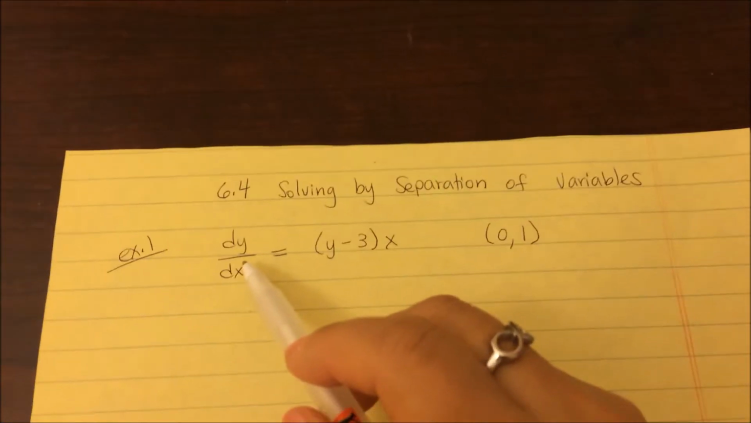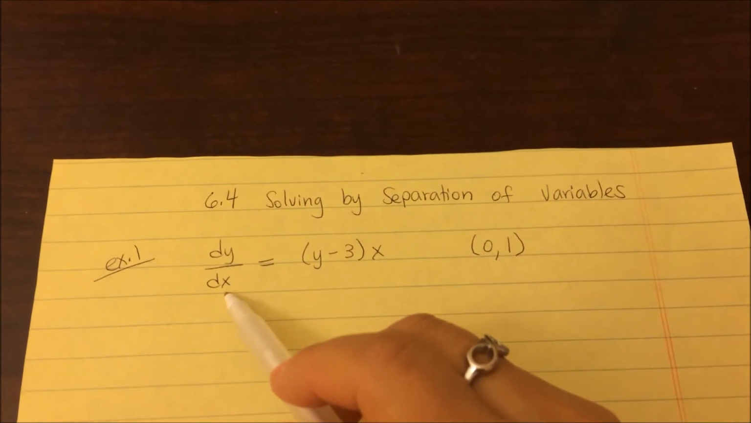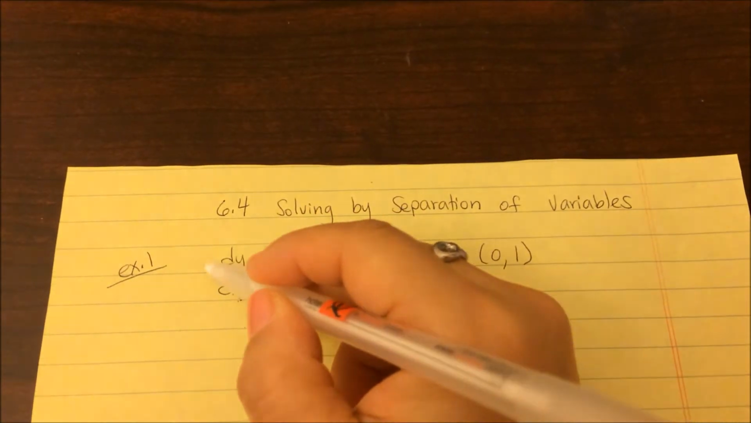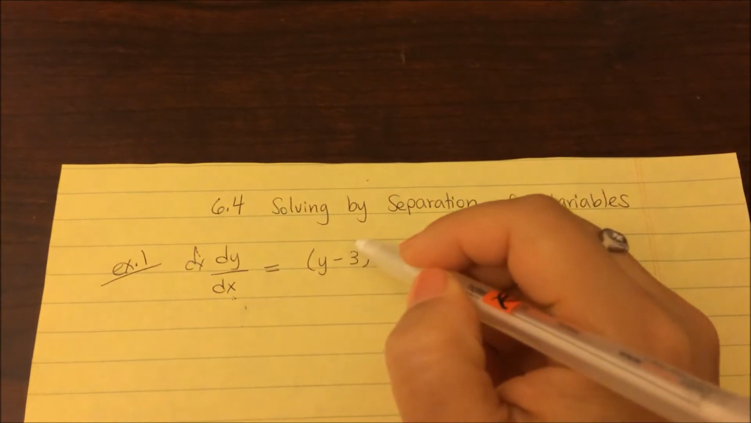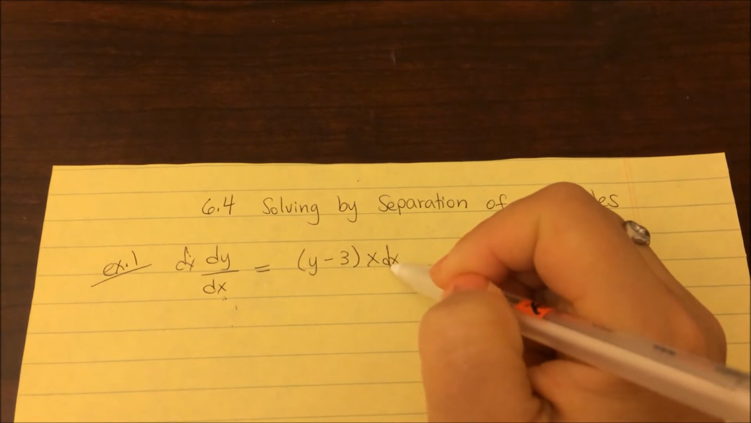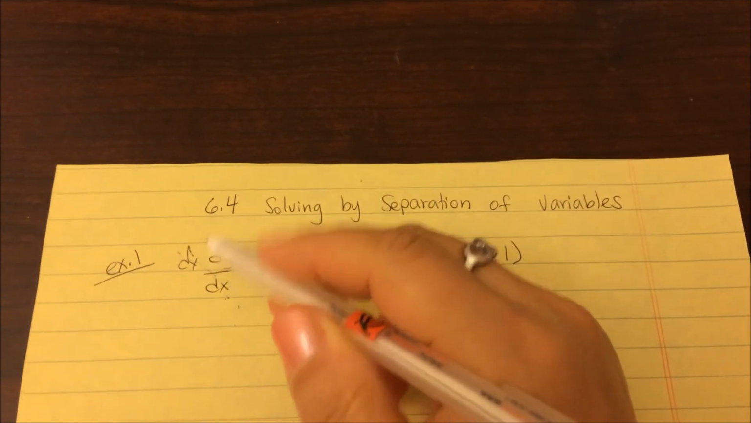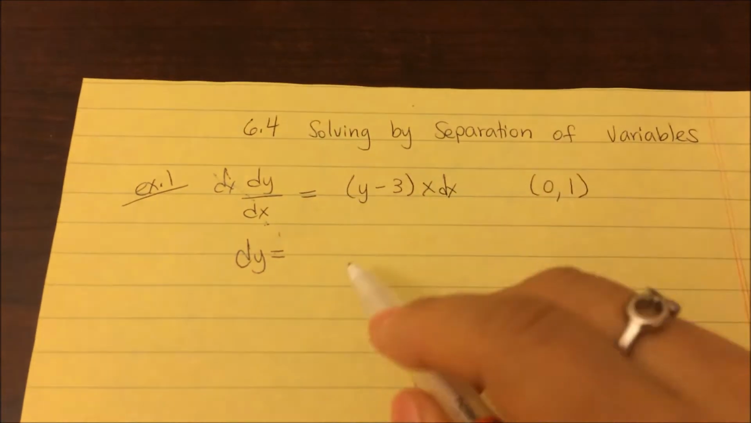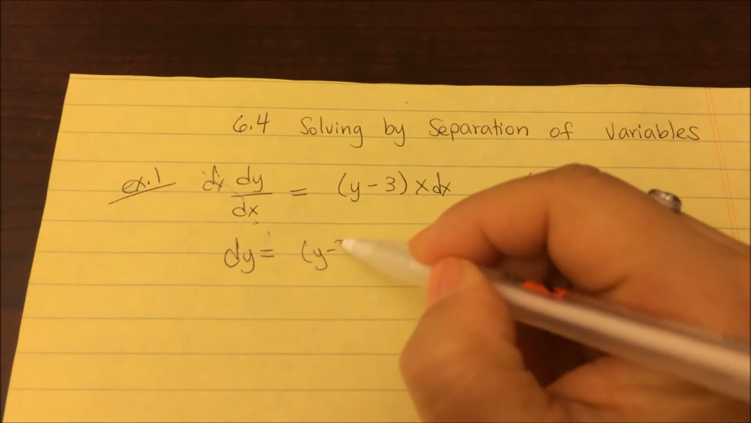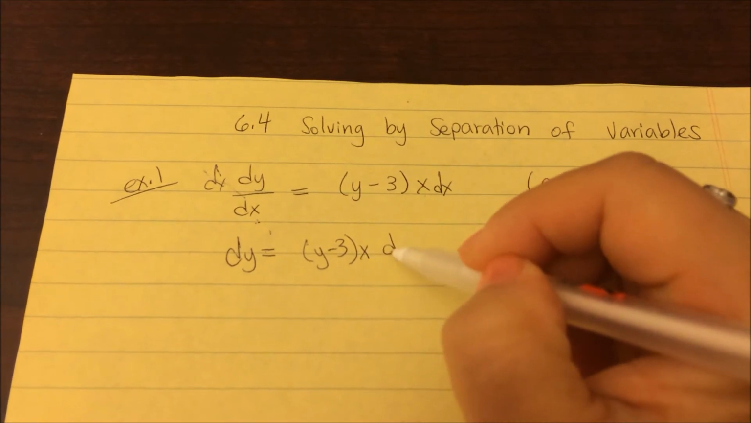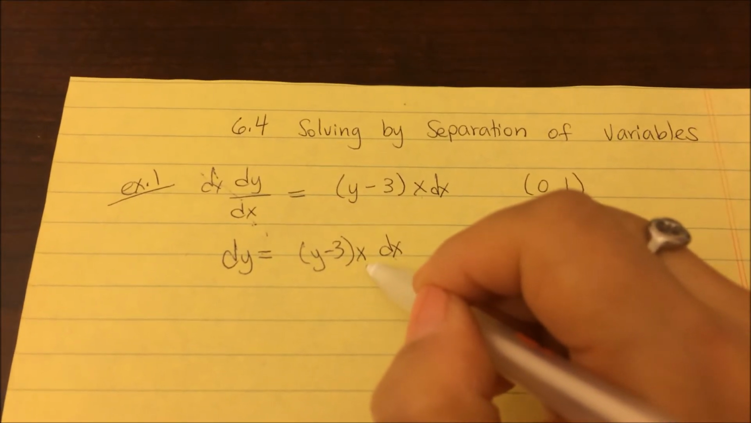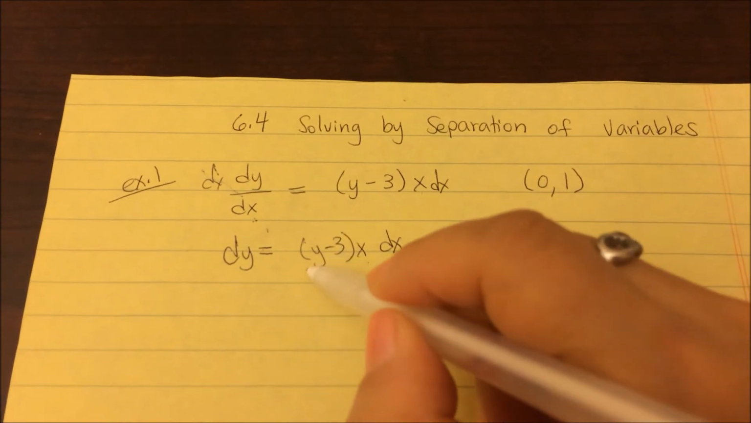So the first step is to have dy and dx by itself. So I want to get rid of the denominator of dx. So I'm going to multiply both sides by dx, so that's going to cancel out right there. And then we're going to have dy is equal to y minus 3x times dx. Since dx is on this side, we want to keep the x right there and get rid of the y.